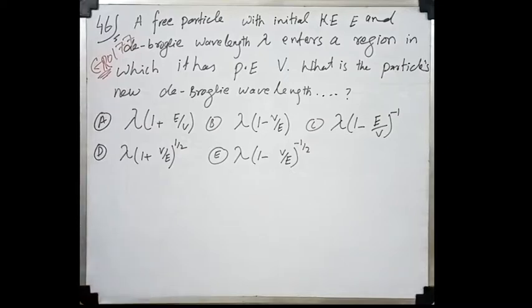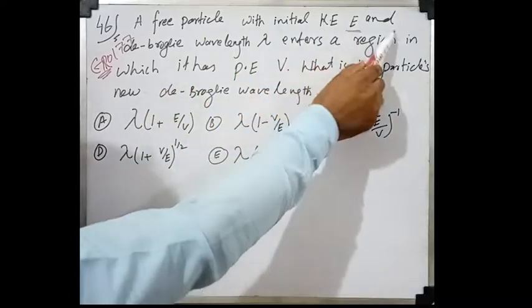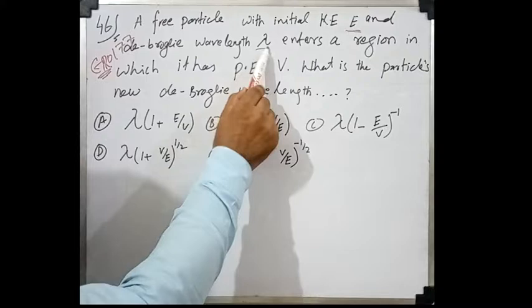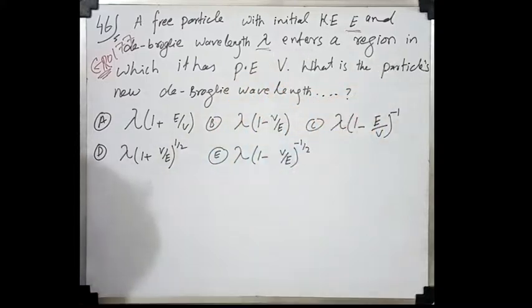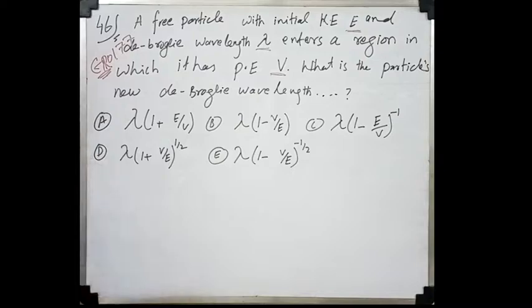The problem is: a free particle with initial kinetic energy E and de Broglie wavelength lambda enters a region in which it has potential energy V. What is the particle's new de Broglie wavelength?